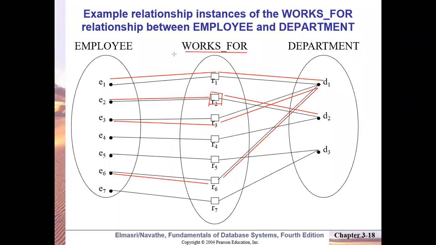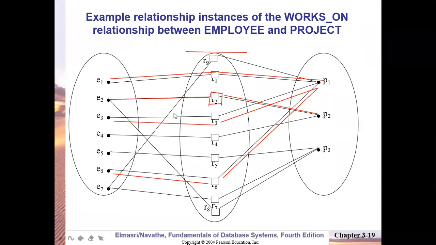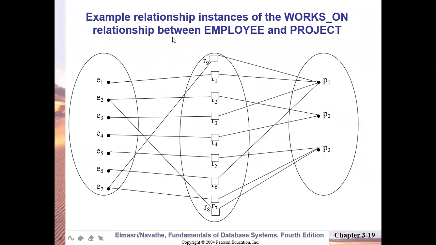Fine. So this is the example of a relationship between employee and department. Employee works for department. Is it clear? So let's go ahead with the next example. This is a relationship between employee and project. How do you define this relationship?